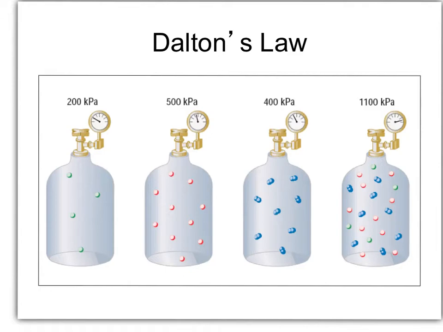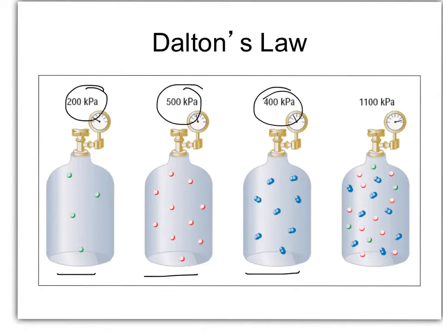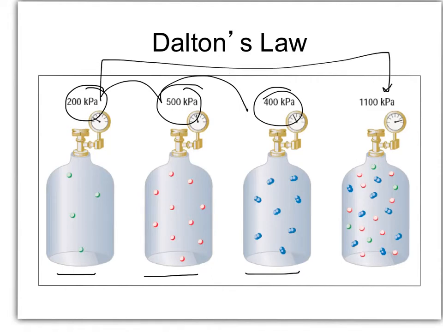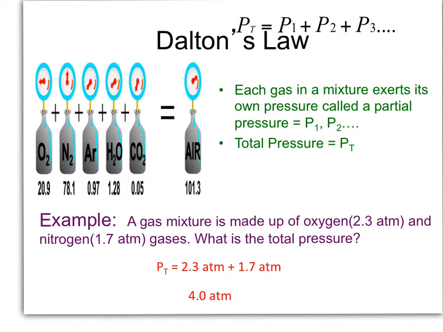If you take a look at this picture, you will notice that there are 1, 2, 3 canisters of gas, and they each have their own pressure according to how many gas molecules are in that container. Now if I take all 3 of those gases and move them into one container, you will notice that the pressure is actually the sum of all the individual gases. So that's Dalton's law. The equation is PT is equal to P1 plus P2 plus P3 and so forth.